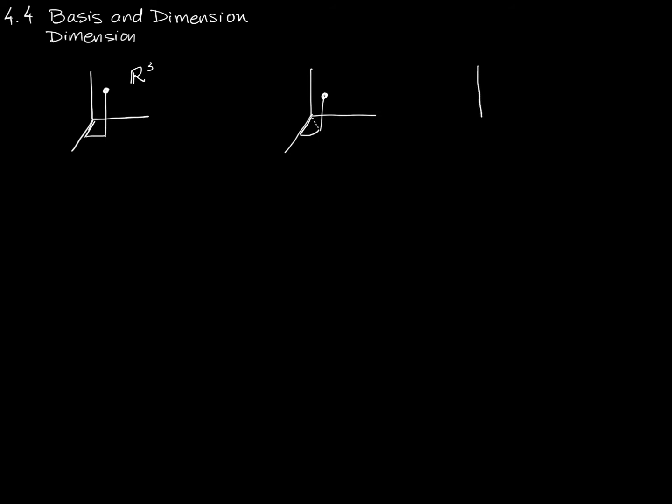Even spherical coordinates. Many of you may not have seen these yet, so don't panic. But the idea here is that we would go out a certain radius, around a certain angle, and then down a certain angle from the z-axis. And that would give us a point. Also, it's hard to draw that actually. That would give us a point in 3 space as well. So all of these are in R3.